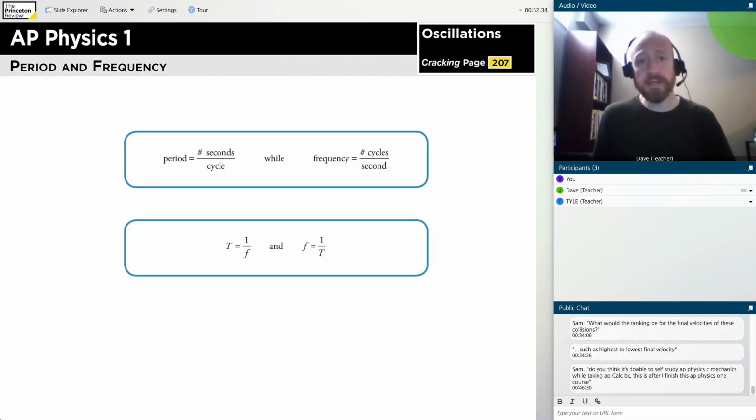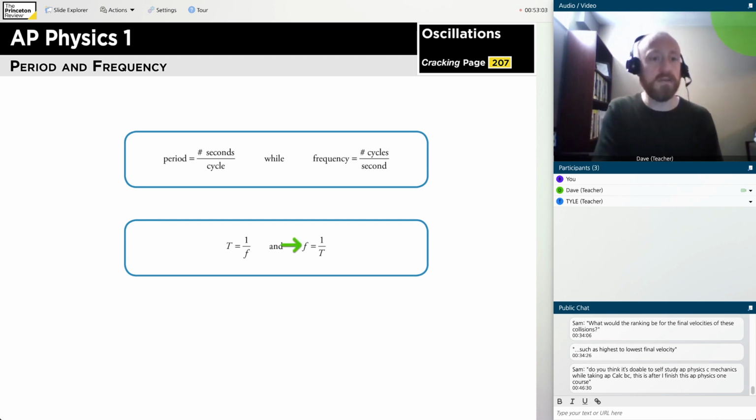So period is the special amount of time it takes for a full oscillation or a full cycle to occur. So number of seconds per cycle. Frequency, on the other hand, is how frequent the oscillations are, meaning it's the number of cycles that occur per second. And when we think about that definition and look at those units, it's no surprise then that these quantities are reciprocals. So period is 1 over the frequency, and frequency is 1 over the period.